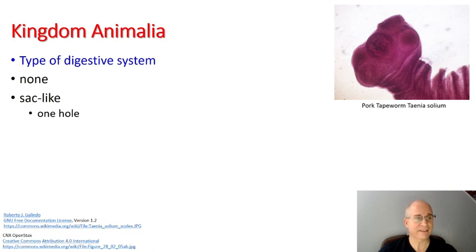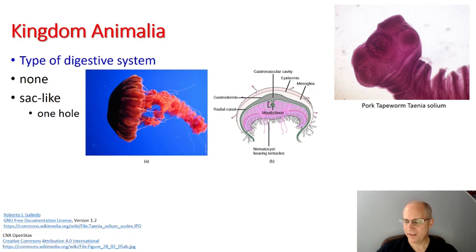Some animals are going to have a sac-like digestive system, which means there's just one hole to take stuff in, and then the stuff that you're done digesting goes out that same hole. A nice example of this would be jellyfish. Here's a photograph of a jellyfish, and here is the opening that is both the mouth and the anus. As it takes in food, it goes into the gut in here. When all the material that can be digested has been digested, the waste is going to go out the same hole. So we say that's a sac-like digestive system.